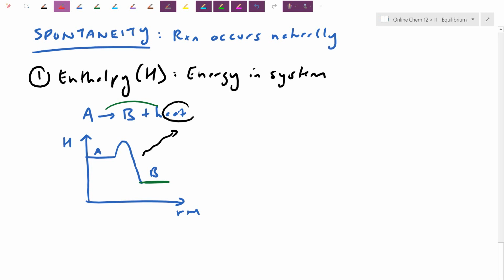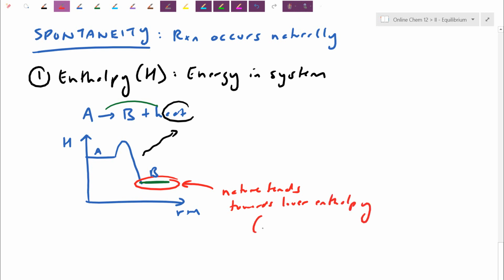That's why the activated complex was so unstable. In this case here, you can always say nature tends towards lower enthalpy. If nature had its way, it wants to minimize the energy because minimum enthalpy equals more stable. Right? So instead of the system having this much energy where a lot can go wrong, I'd rather have the reaction go forwards because B is a lower energy. It's lower down on this graph here.